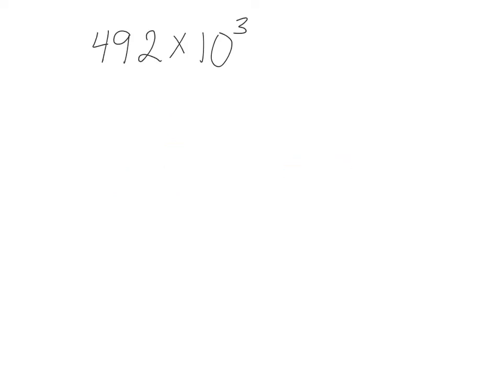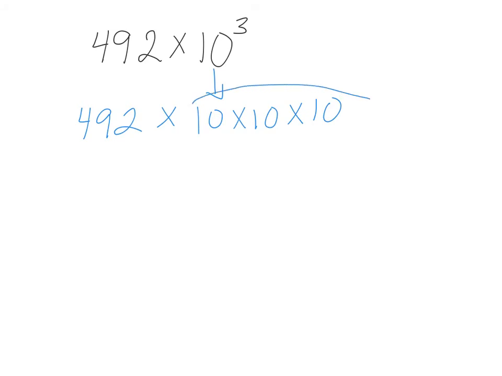Look at another one. All right, bigger number here, 492, but we are multiplying by 10 to the third power. And so remember, 10 to the third power would be 10 times 10 times 10. So essentially we have 492 times 10 times 10 times 10. This right here is 1,000.